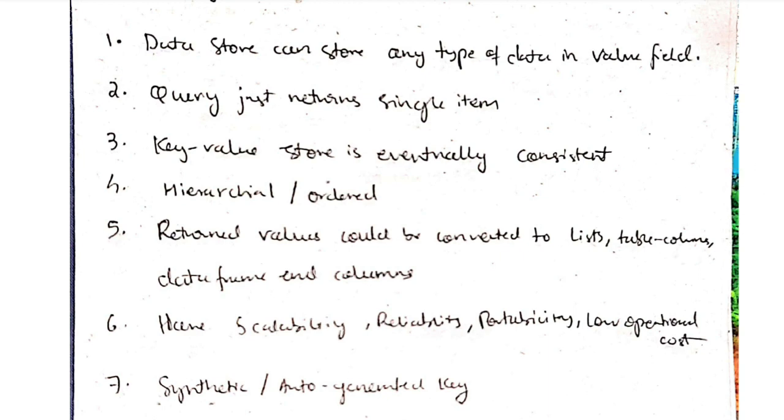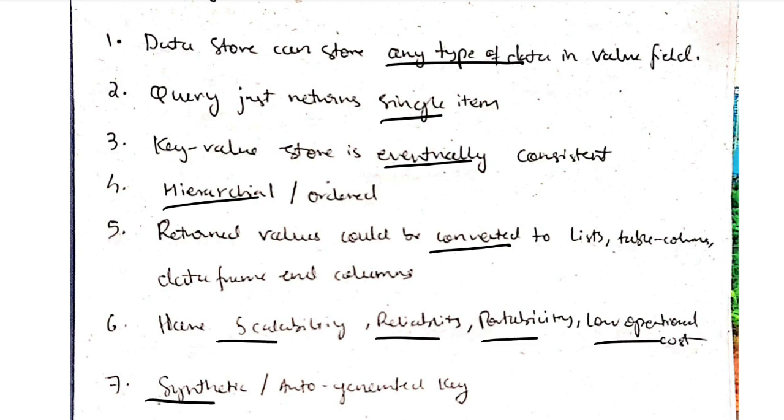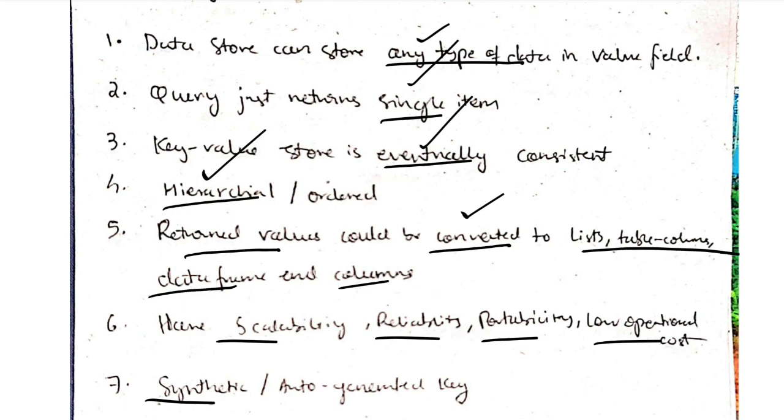Then after that we have C, CAN. See, I'll underline the words. A, S, E, H, C, S, R, P, L, and S. Okay, so: any, single, eventually, hierarchical is done. Converted: the returned value could be converted to a list, table, column, data frame, and n columns. Okay, it can be converted.